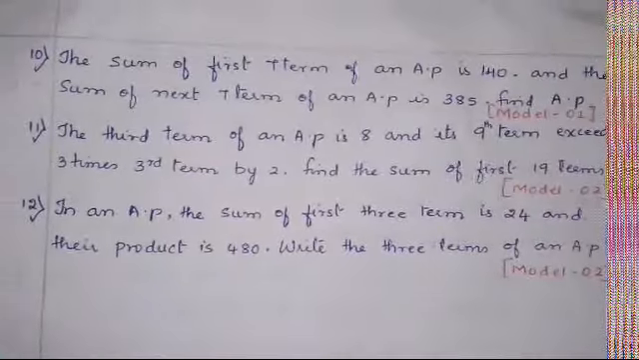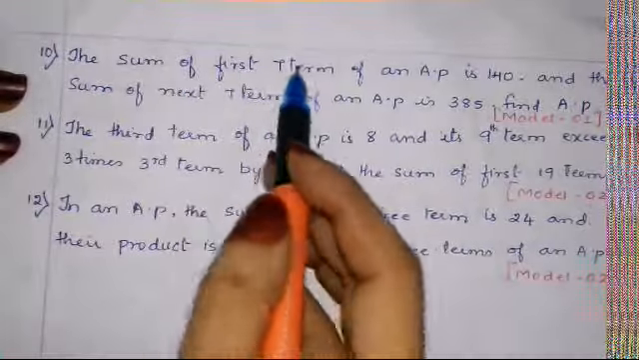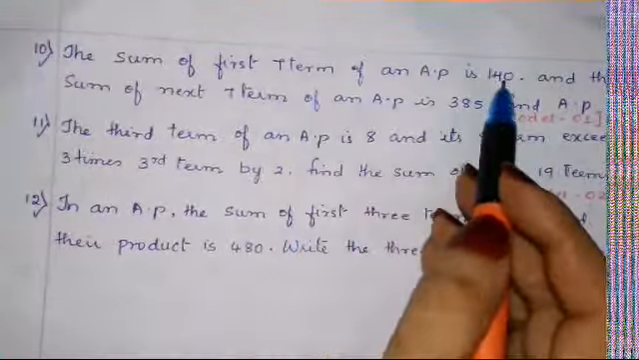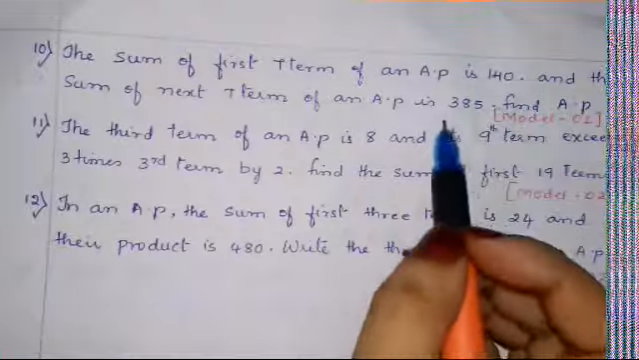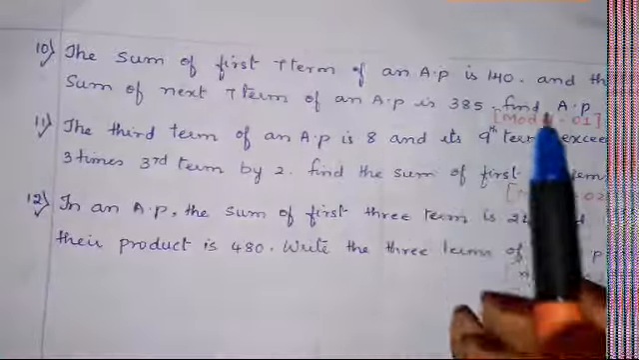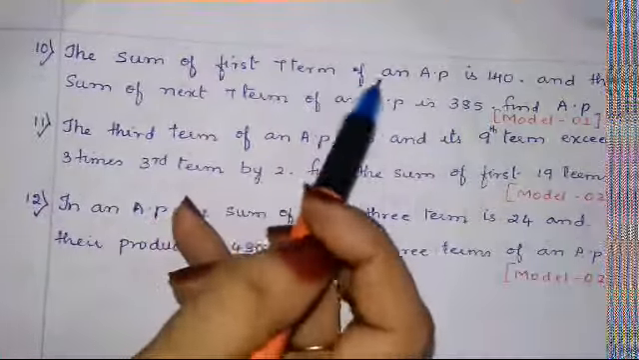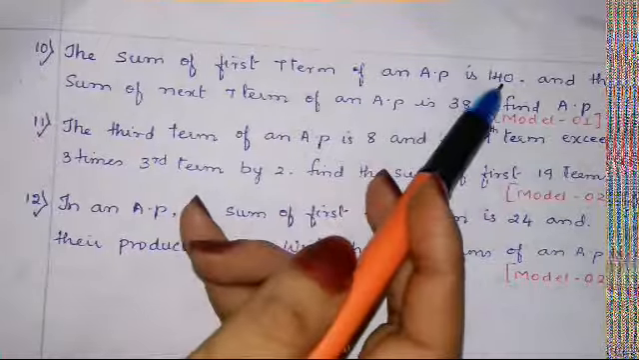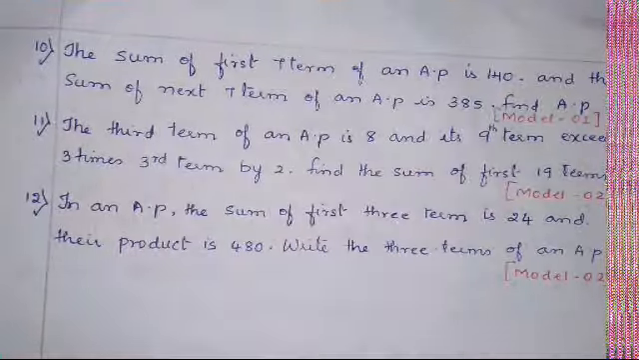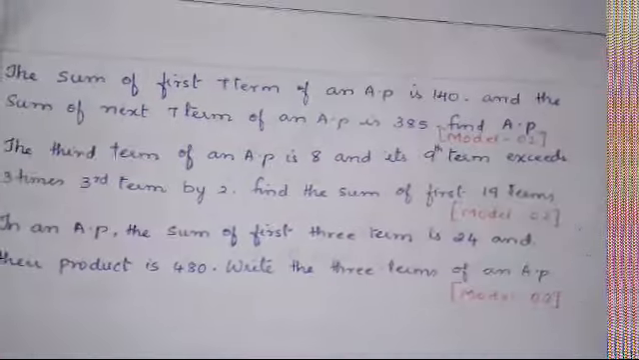So, question number 10 now. The sum of first 7 terms of an AP is 140 and the sum of next 7 terms of an AP is 385. What have they asked in the question, model paper 1? Let us find what they have asked.